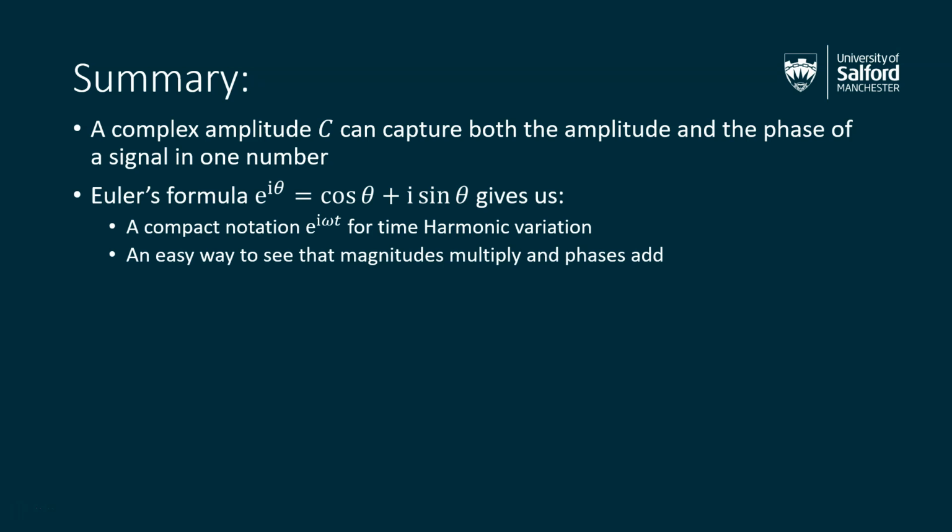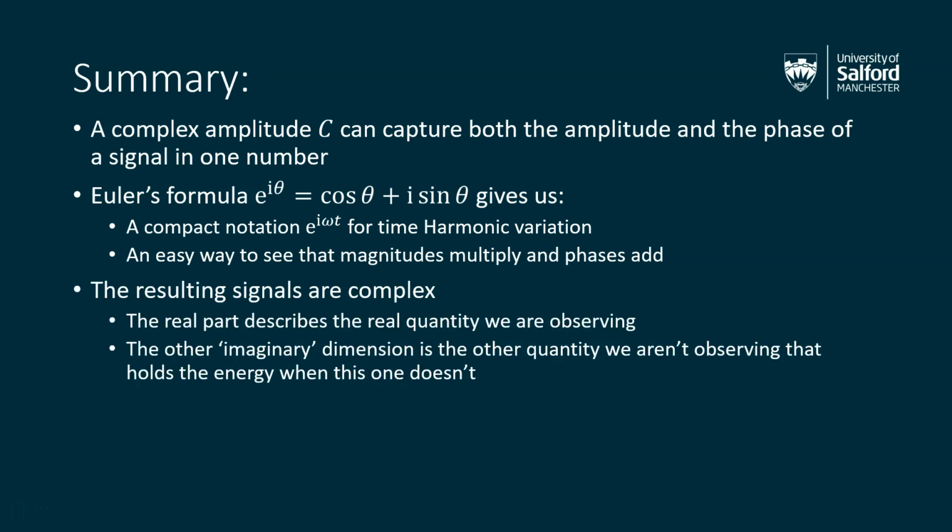And Euler's formula gives us 2 really useful things. It gives us a compact notation for time harmonic variation, e to the i omega t. You'll see that everywhere. And it's an easy way to see that magnitudes multiply and phases add. And the resulting signals will work with a complex. The real part describes the real quantity we're observing. The other imaginary dimension is the other quantity we aren't observing that holds the energy when this one doesn't. And often we'll just work with these complex amplitudes without ever writing the e to the i omega t or the real part or anything else. We'll just work with those amplitudes because it's super convenient.